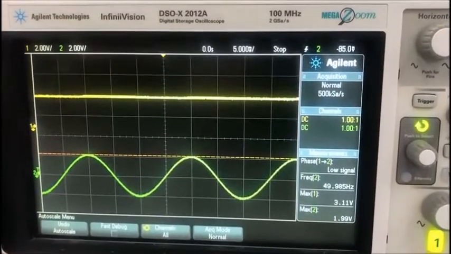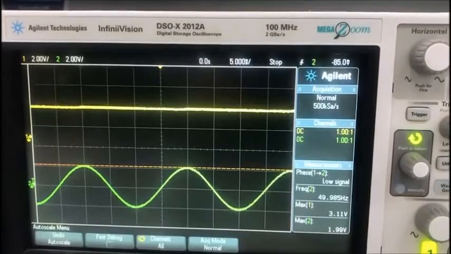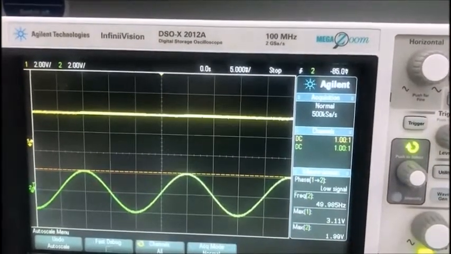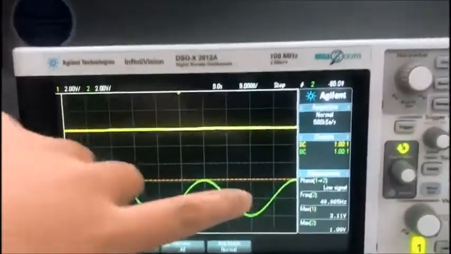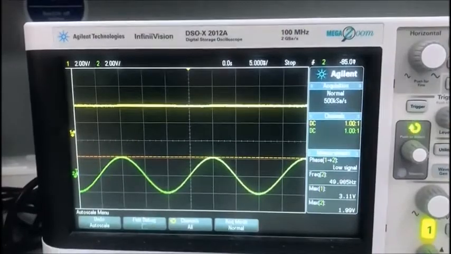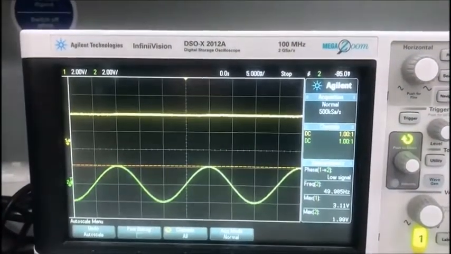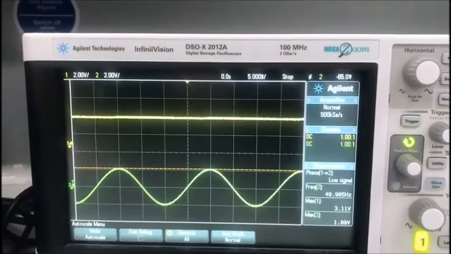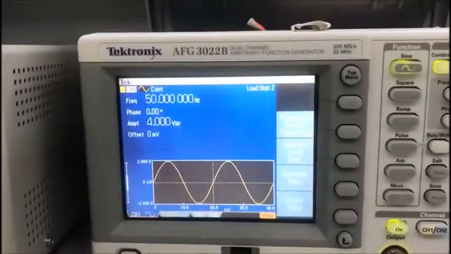We see here the green one is for the input and the yellow one is for the output. The maximum input is almost 2 volt, and the output we get is 3.11 volt. Basically the output will be less than the peak to peak of the supply because of losses or ripple.